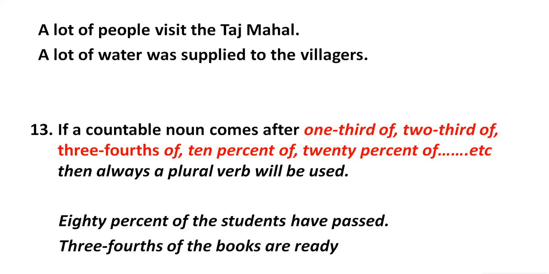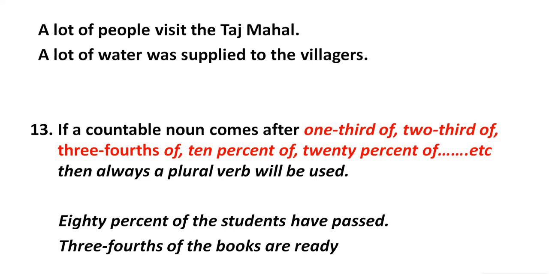80% of the students, we are talking about students, means countable noun. That is why we have used plural verb. Have is the plural verb, whereas has is singular verb, है ना. has singular verb है और have plural है, तो हमने plural verb को यूज किया है.